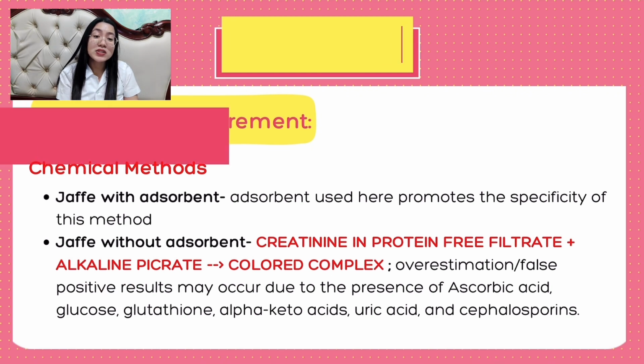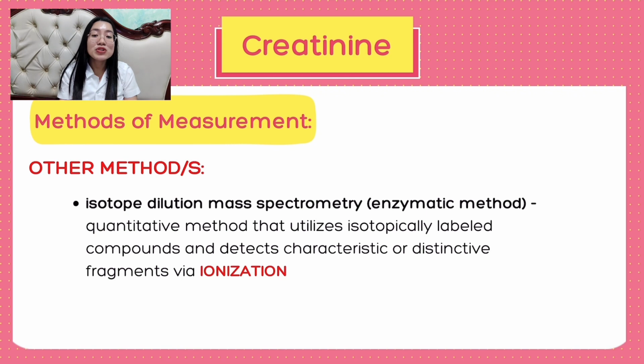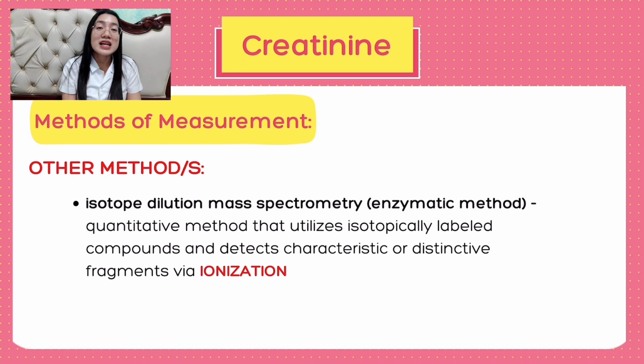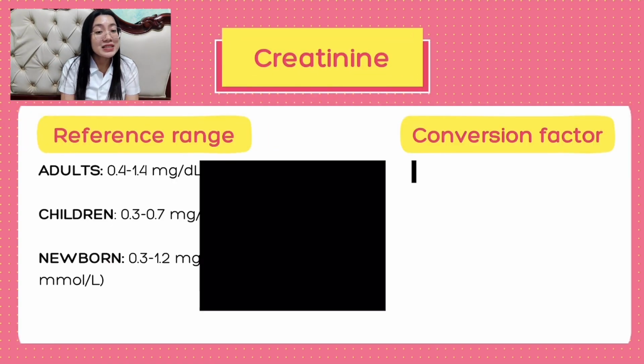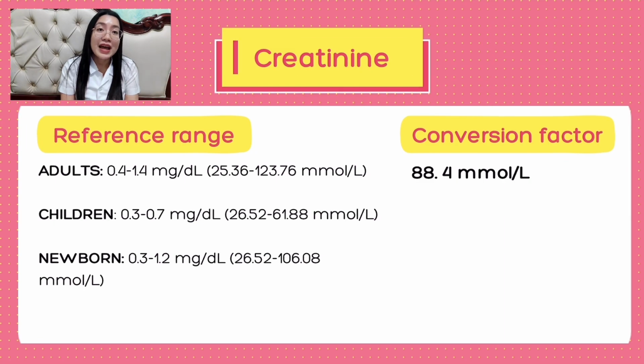Aside from chemical methods, we also have the enzymatic method, which is isotope dilution mass spectrometry, a quantitative method that follows ionization using isotopically labeled compounds. And it can detect characteristic or distinctive fragments. Last but not the least, we have the reference range and conversion factor. So these are the basis for the measurement of creatinine.